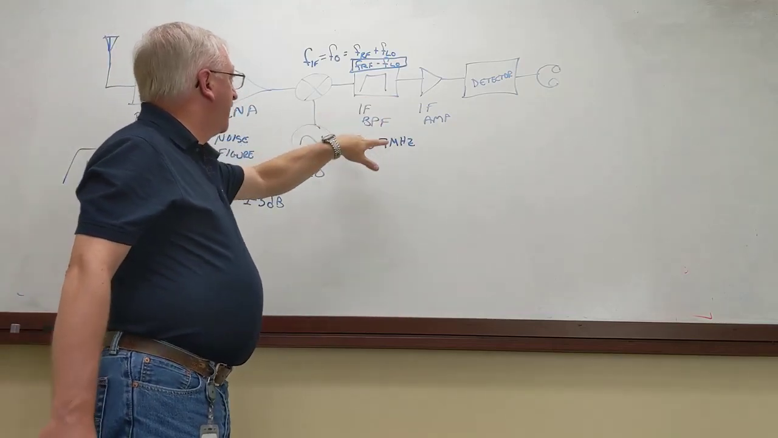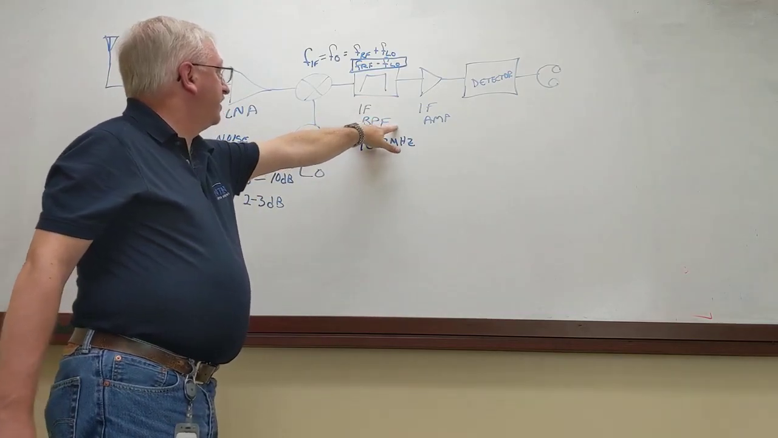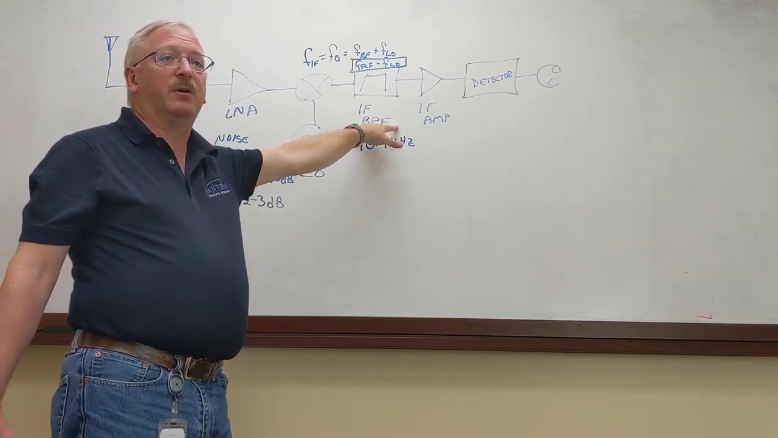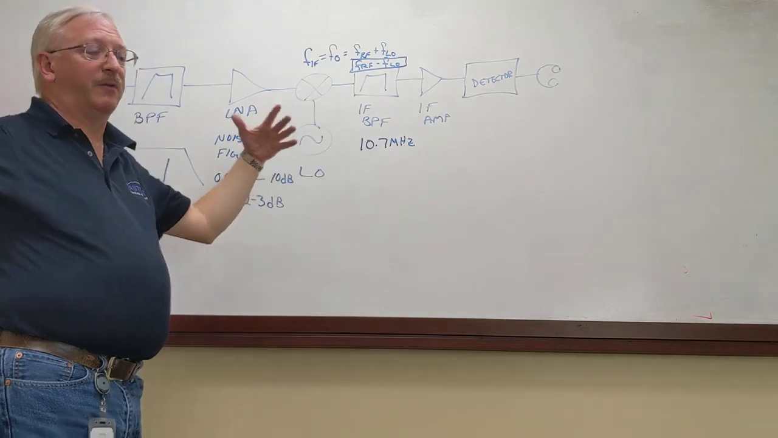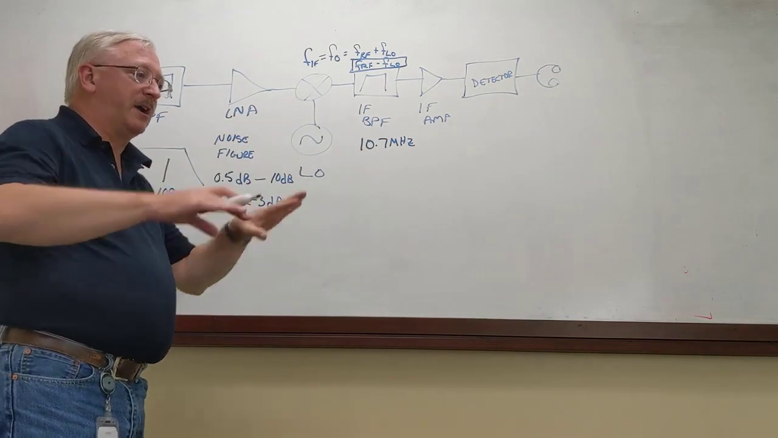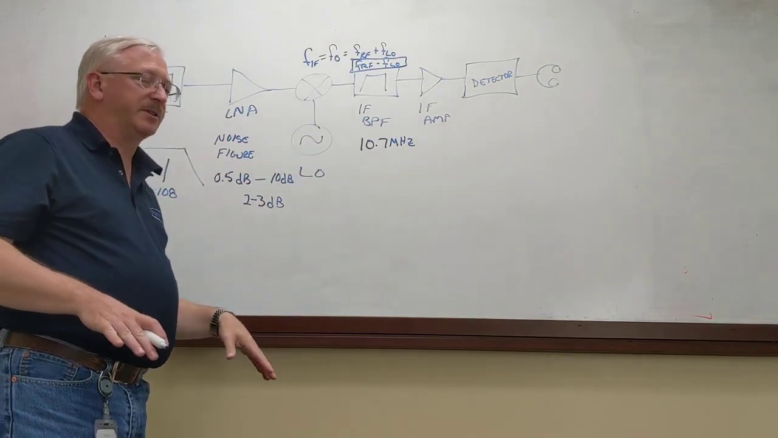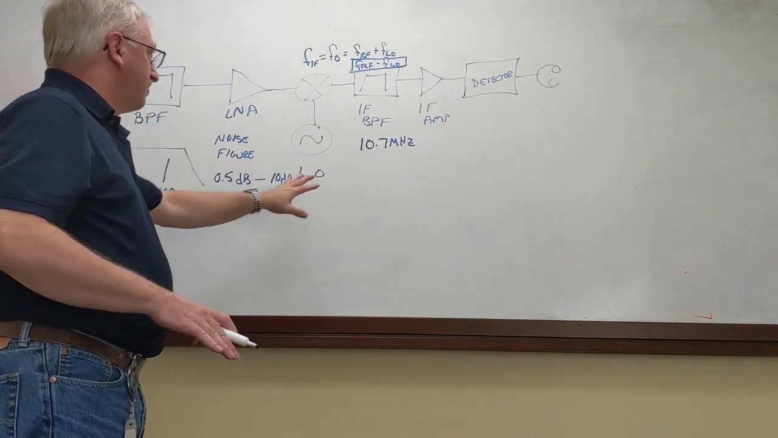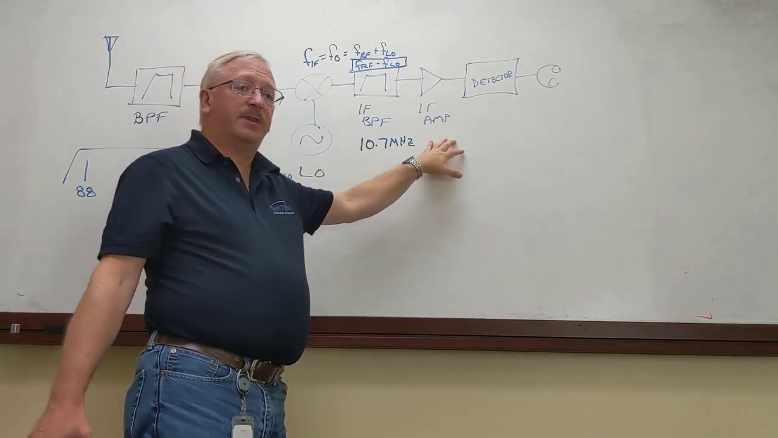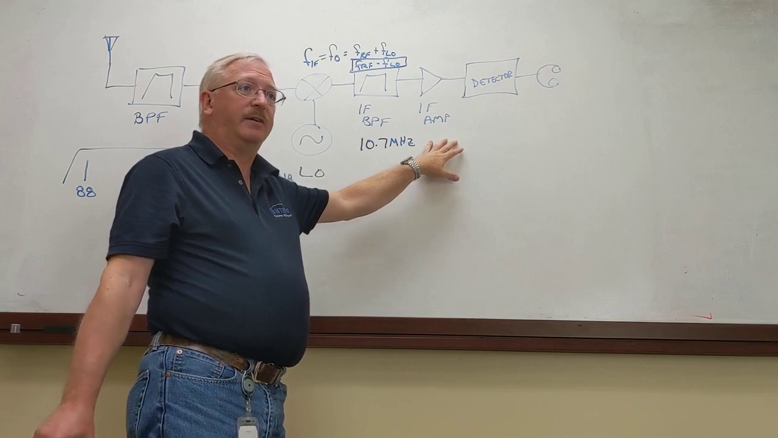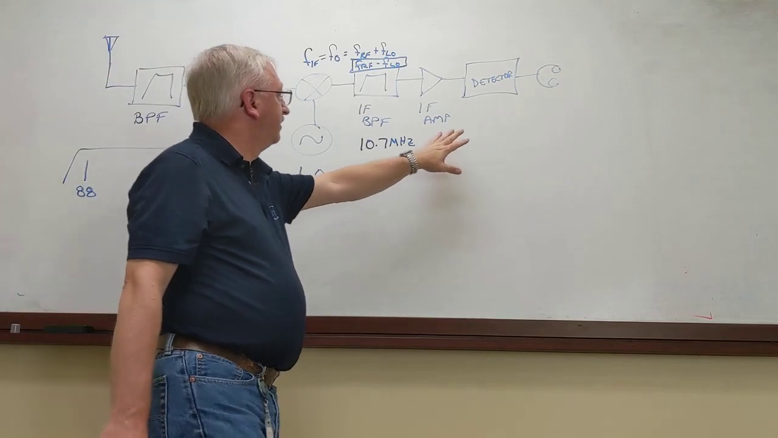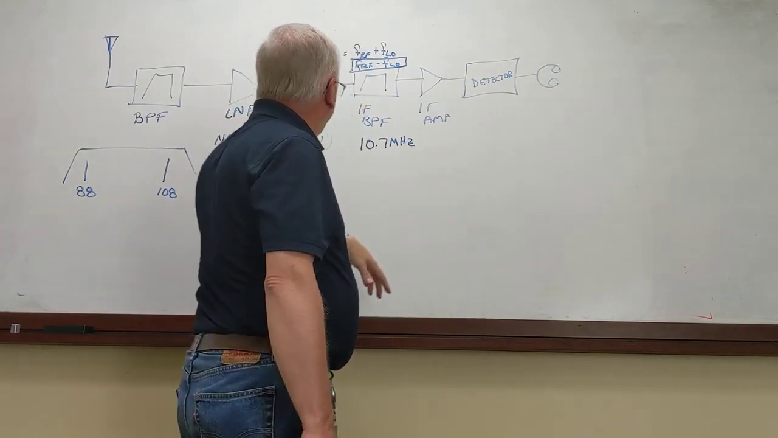And now you have an IF bandpass filter, and its bandwidth is based on how wide the signal is you're looking for. So if you have a very wide signal, you want a wide IF. If you have a very narrow signal, you want a very narrow IF to limit the other noise in the system. And then you boost that mixed signal with the IF amplifier for a lot of gain. And then after that, you have your detector.